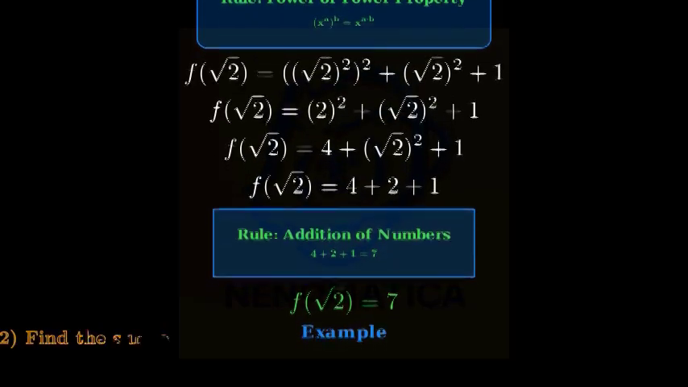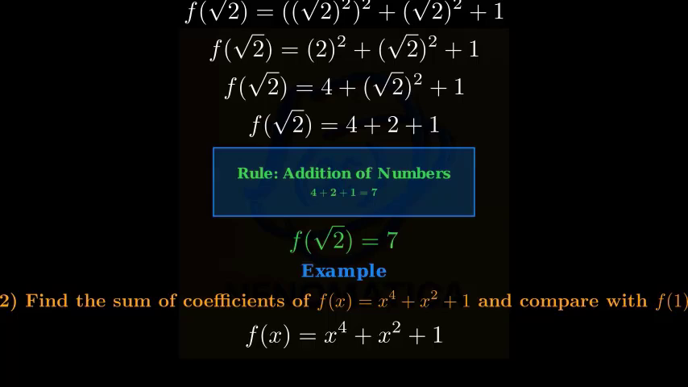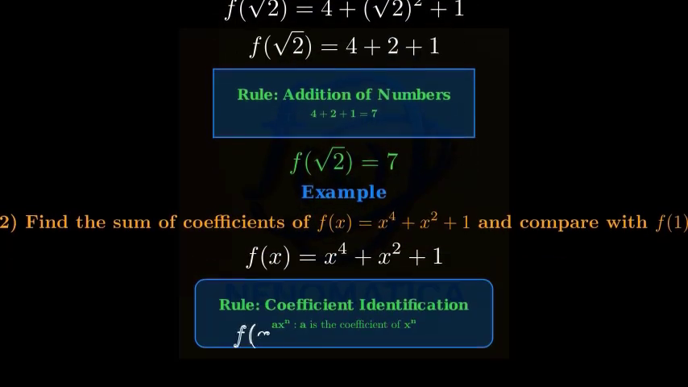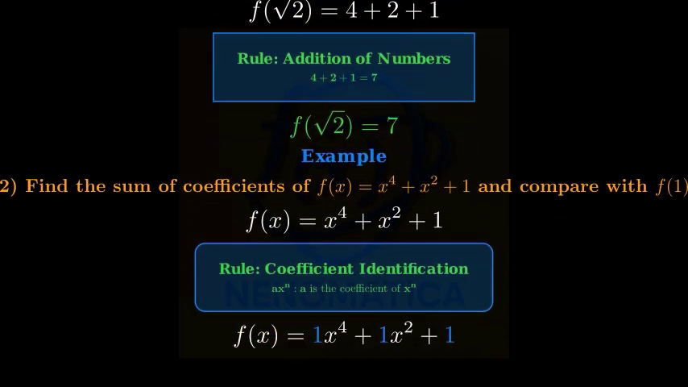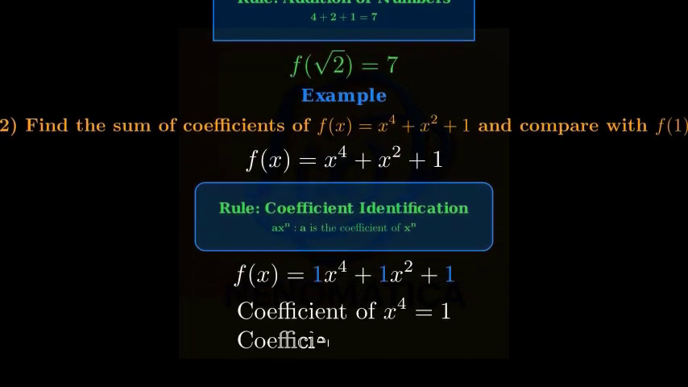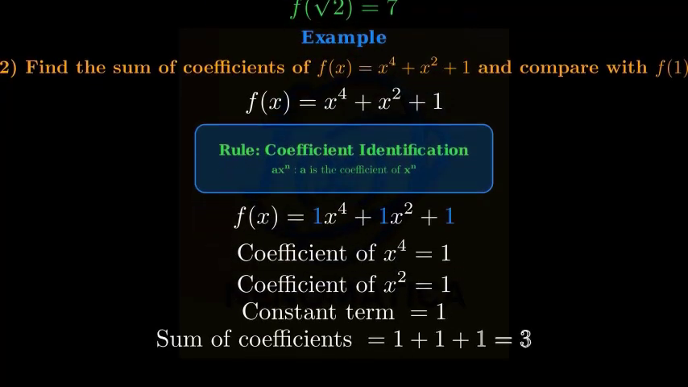For this problem, we need to find the sum of coefficients of our polynomial function, f of x equals x to the fourth power plus x squared plus 1. Let's first identify the coefficients. We can see that the coefficient of x to the fourth power is 1, the coefficient of x squared is 1, and the constant term is 1. Now, let's find the sum of these coefficients. 1 plus 1 plus 1 equals 3.